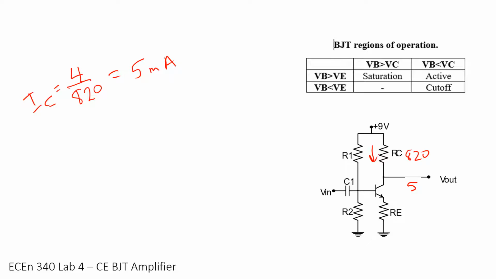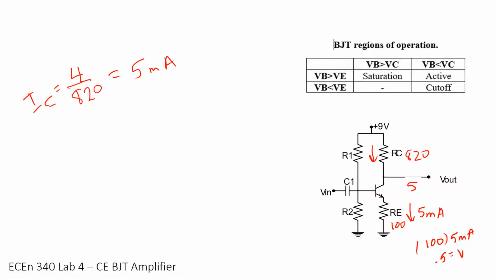Now, that 5 milliamps will also be down here. Technically, it's a tiny bit different than 5 milliamps, tiny bit. Your IE and your IC are a little bit different, but for our purposes, they're totally close enough. So we've got 5 milliamps here, and then we had said this guy was 100. So that's going to be 100 times 5 milliamps, which is 0.5 volts.